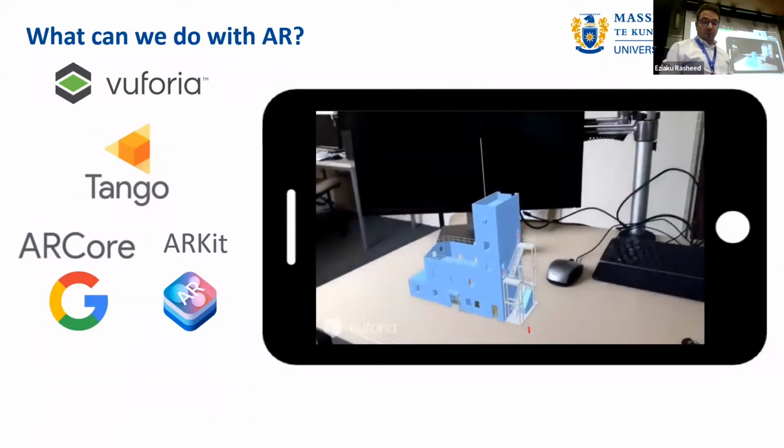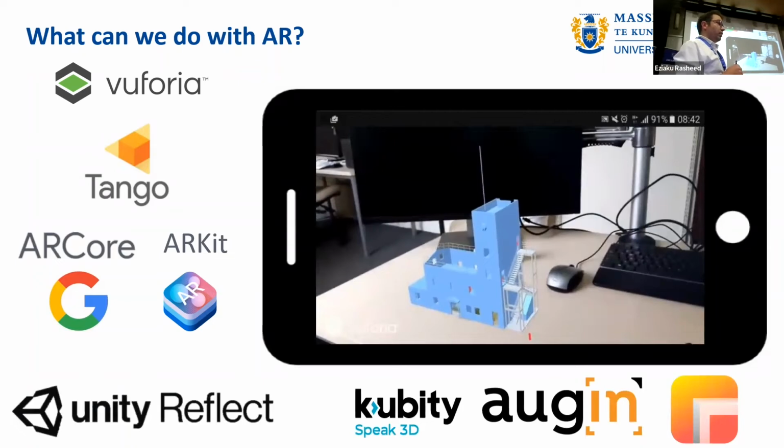In the lab, we are working with a lot of new technology that is out there. We did some experiments, for instance, using Augin, showing that you can be quicker in detecting mistakes in a construction site or in a room if you use augmented reality instead of using drawings and PDFs printed out of a BIM.